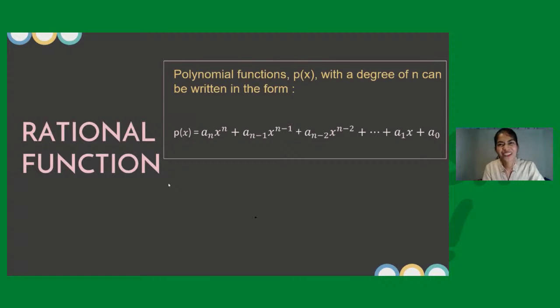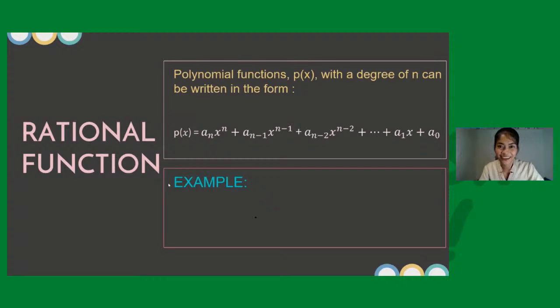So kung titingnan natin to, this can be very complex to our eyes, right? Parang nakakatakot siyang tingnan. But if you're going to see an example of a polynomial function, you'll see that this one is actually very simple. So let's have an example. An example is p of x is equal to 5x cubed plus 6x plus 7. Di ba parang lagi lang natin tong na-encounter when we are dealing with functions. This one is an example of a polynomial function.